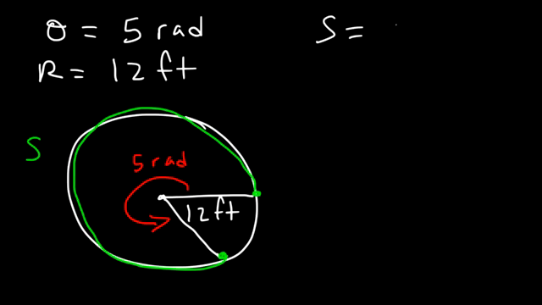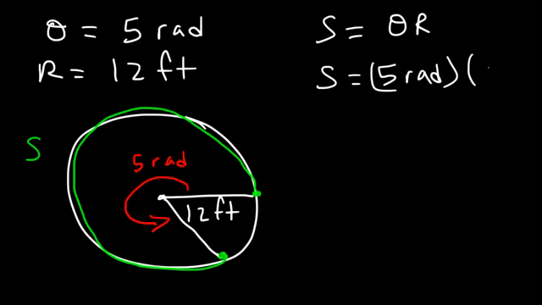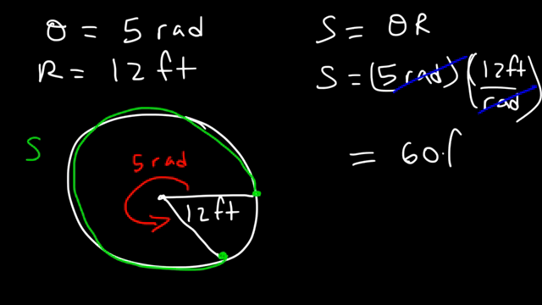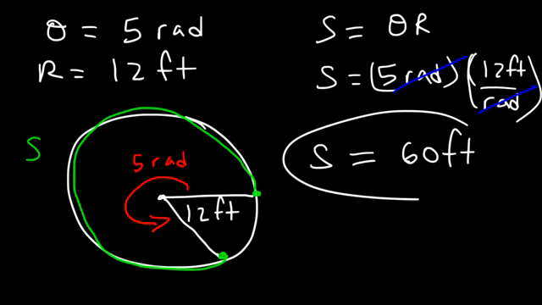So S is equal to theta times R. The angle is 5 radians, and the radius is 12 feet, but I like to think of it as 12 feet per radian. When I think of the word radius, I think of the length per radian. And notice that the unit radians cancel. So 5 times 12 is 60. So the arc length is 60 feet. That's how long it is.